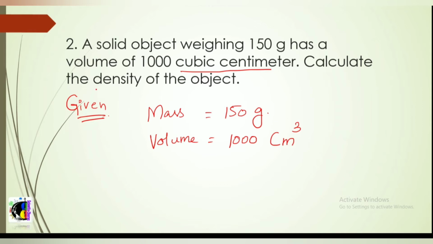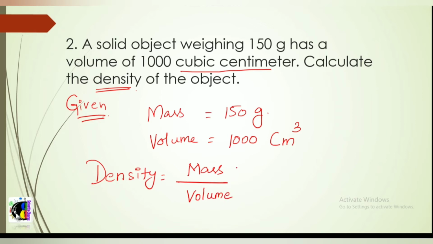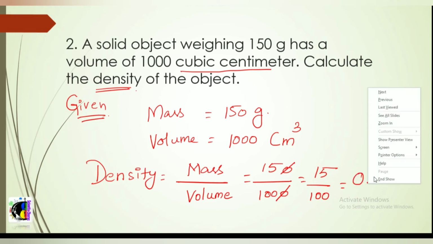Now they have asked us to find out the density of the object. So what is the formula of density? Density is nothing but mass per unit volume, that is mass divided by volume. Okay, so what is the mass they have given? 150 grams divided by what is the volume? 1000. So this 0 and this 0 will get cancelled, and at last 15 divided by 100 will be there. Now if I divide this, I'll be getting the answer as 0.15.